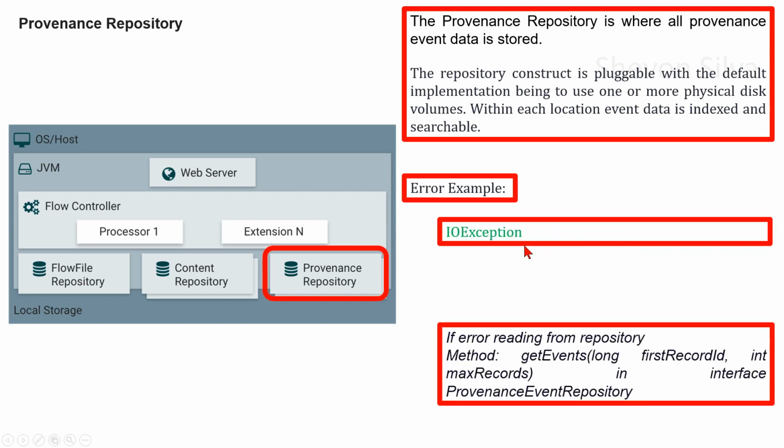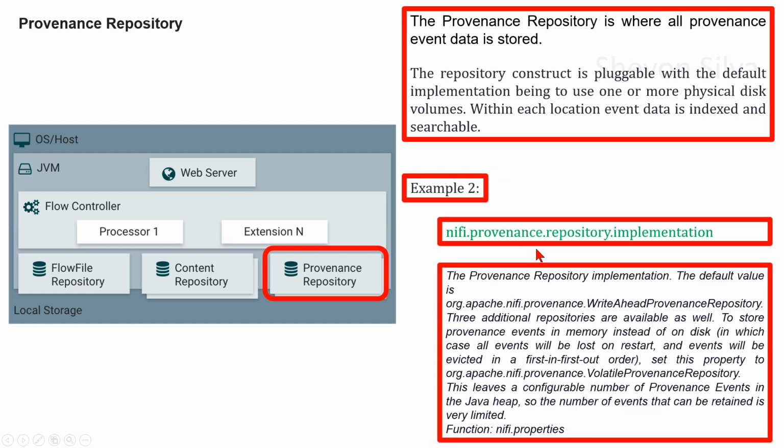As an exception example, we can consider IOException: if there is an error reading from the repository in the getEvents method in the interface ProvenanceEventRepository.